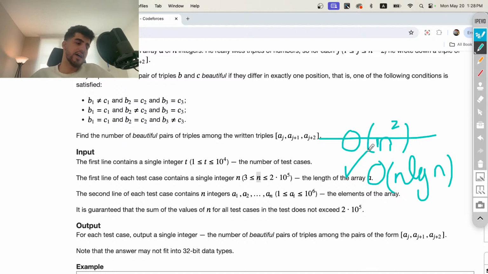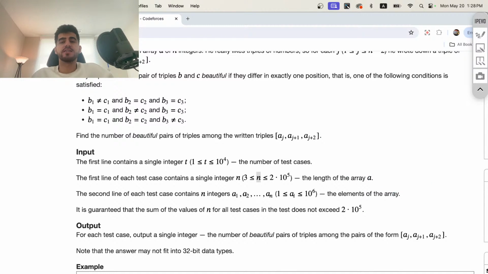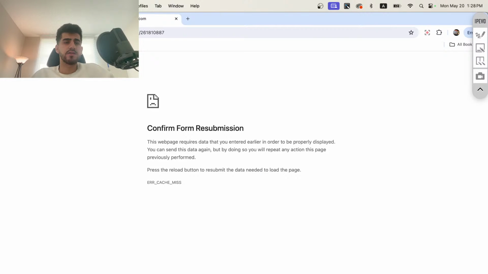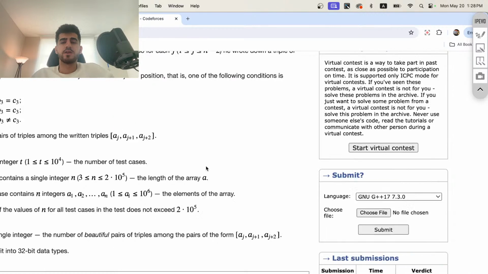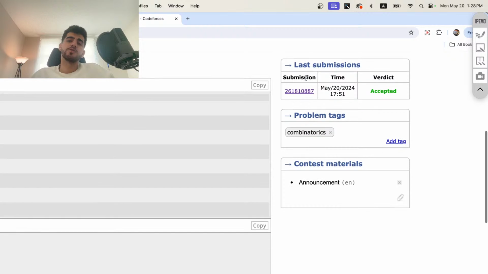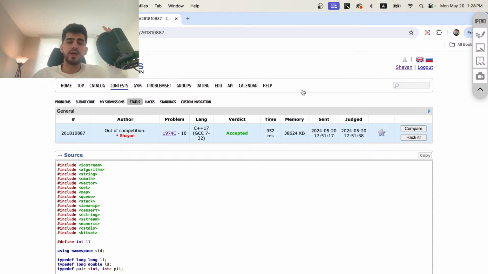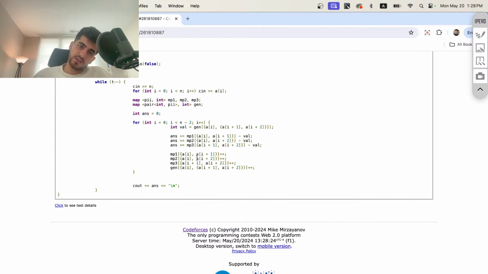Gen is a map, and it says how many triples we have such that their first element is A of I, their second element is A of I plus 1, and their third element is A of I plus 2. So it just saves how many triples we have with these elements.